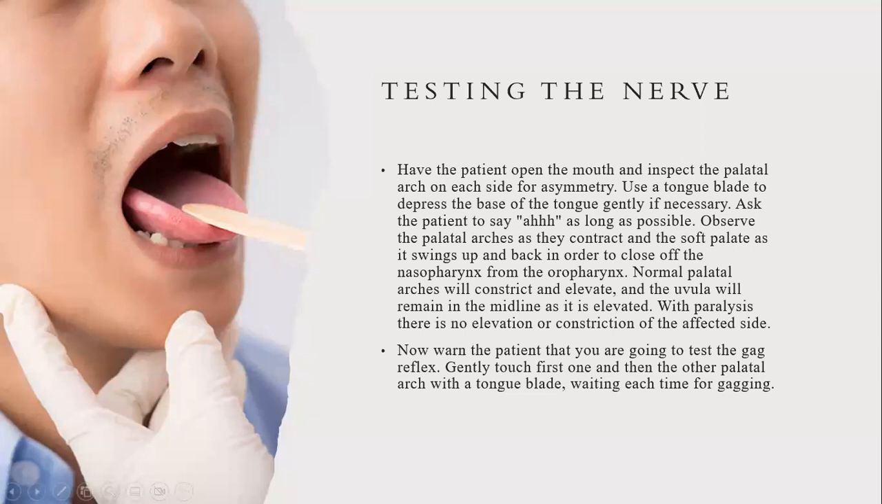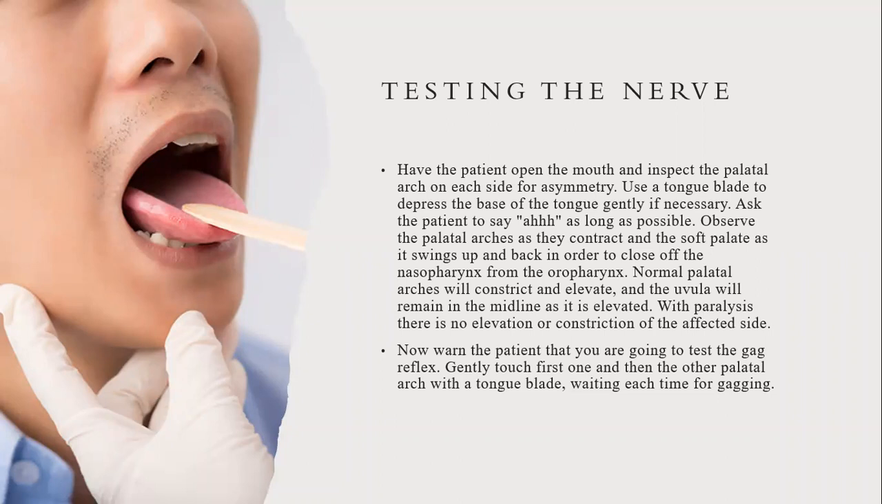Lastly, testing the nerve. You will have the patient open their mouth and inspect the palatal arch on each side for asymmetry. You'll use a tongue blade or a tongue depressor on the base of the tongue, gently if necessary. You'll ask the patient to say ah as long as possible. Observe the palatal arches as they contract and the soft palate as it swings up and back in order to close off the nasopharynx from the oropharynx.